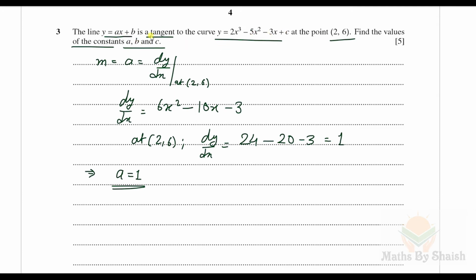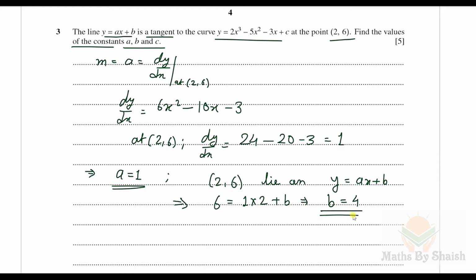if it is a tangent at this point, it means this line must satisfy this point. So from here we'll write that (2, 6) lies on y is equal to ax plus b. So we'll get from here 6 is equal to a, which is 1, into 2 plus b, or we can say b is equal to minus 4. Sorry, not minus 4, it is 4. B is equal to 4.